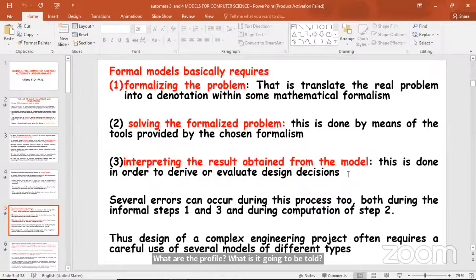Then once all those simulations have been done, we now interpret the results from the model. This is done in order to derive or evaluate design decisions. So after doing that, you can now decide, okay, these are the decisions I want to take. Trailers can now pass the Fourth Mainland Bridge.